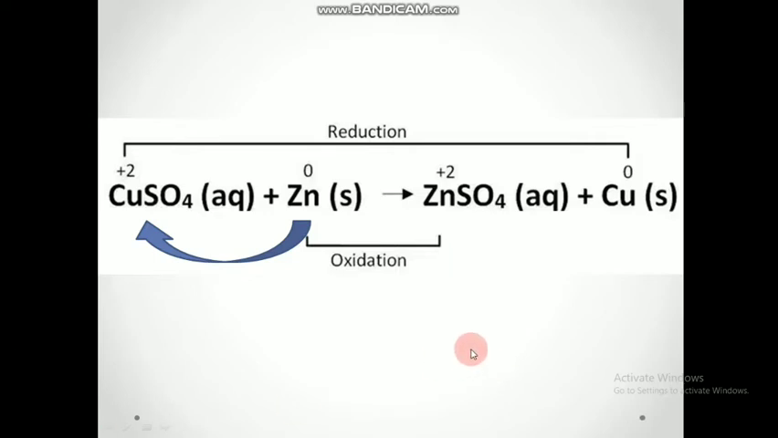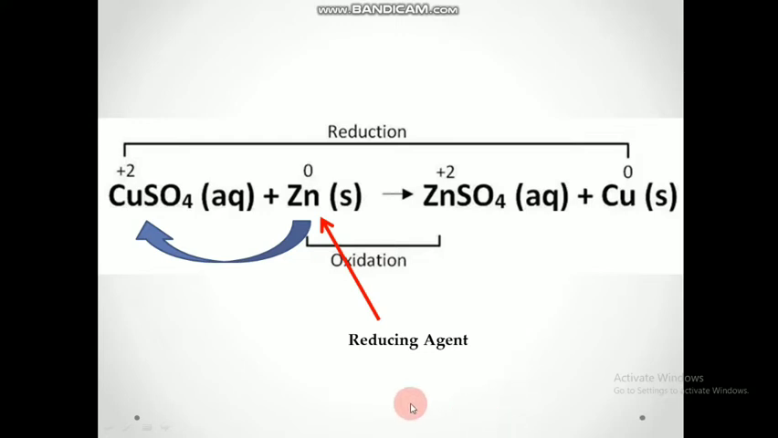Now, who is the one who reduced Cu? Cu is getting reduced. So who is the reason for the reduction, or who actually gave the bad characters to him? Zinc, right? So zinc is the one who reduced the Cu. Zinc is known as the reducing agent.